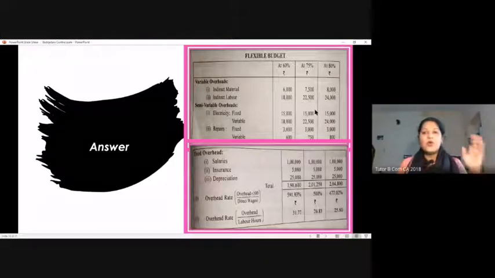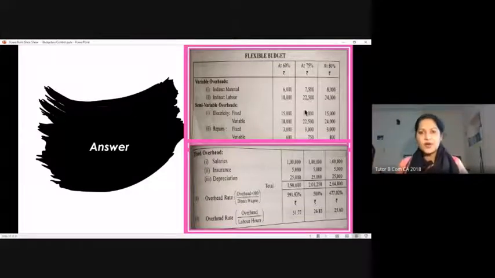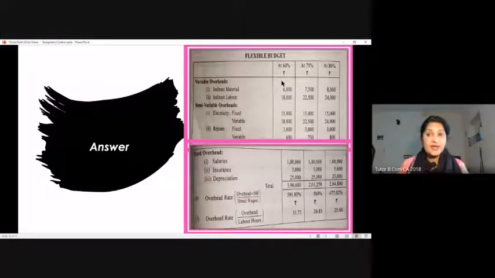So how do we do it? We will find out for one unit and then multiply it with 60% capacity. So we are going to find out what is the per unit labor cost if it is at 75% capacity. So 22,500 by 75 into whatever it is. If it is for 60, we will multiply with 60. If it is for 80, we will multiply with 80.